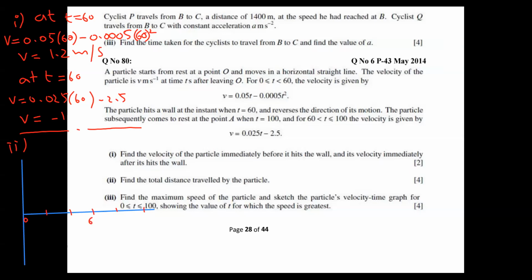So 60 is here. Against 0, the highest value I'm getting is 1.2. So I think the best idea is to make it 0.2, 0.4, 0.6, 0.8, 1, and 1.2. So against 0, I'm getting 0. Against 20, I got 0.8.